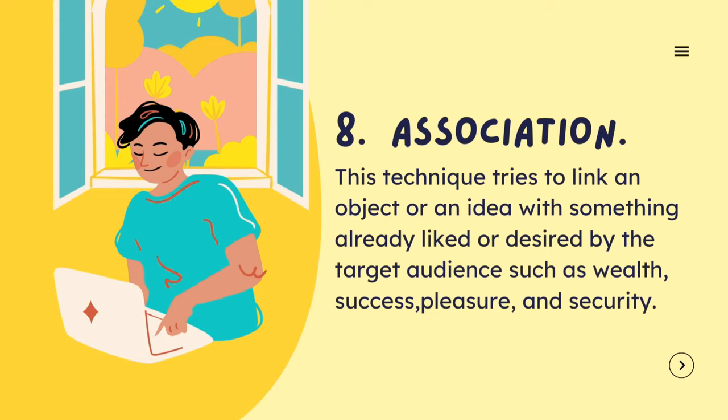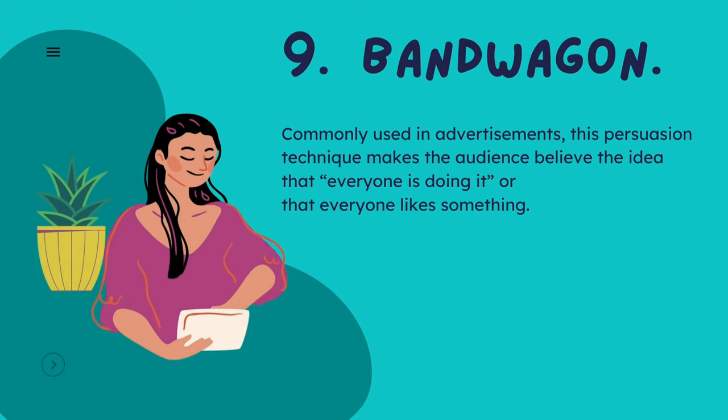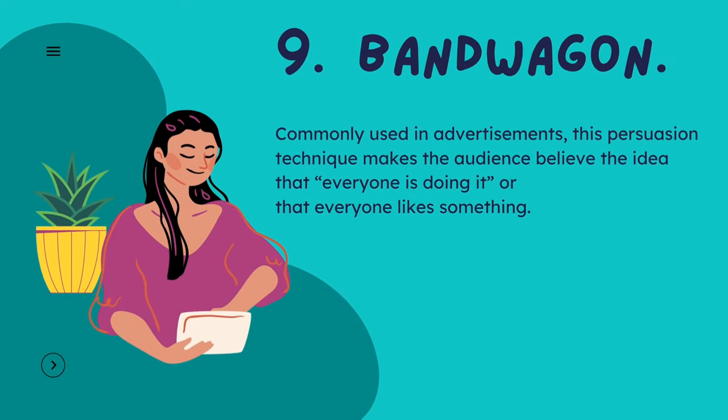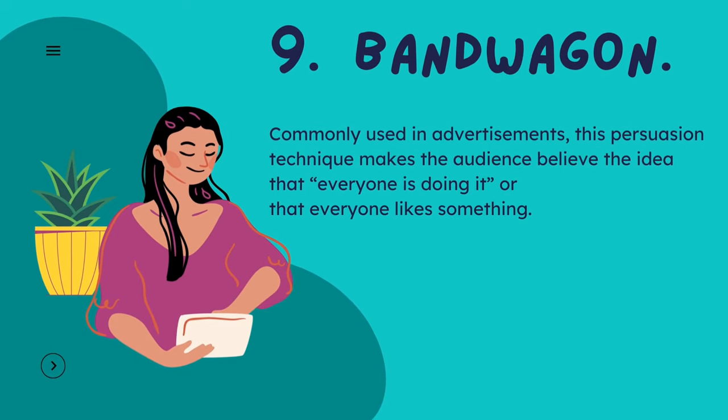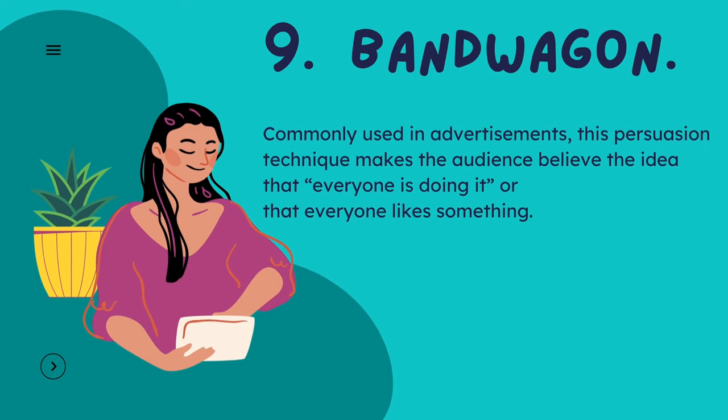Association. This technique tries to link an object or an idea with something already liked or desired by the target audience, such as wealth, success, pleasure, and security. Bandwagon. Commonly used in advertisements, this persuasion technique makes the audience believe the idea that everyone is doing it, or that everyone likes something.